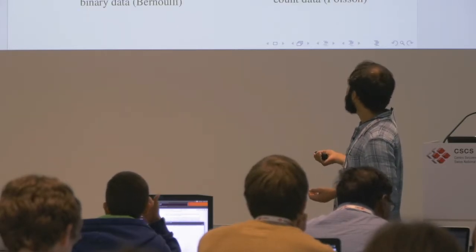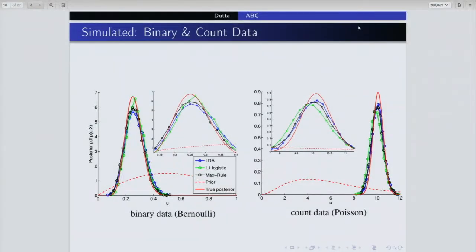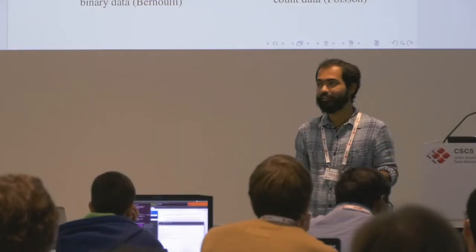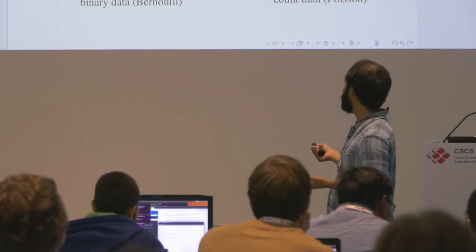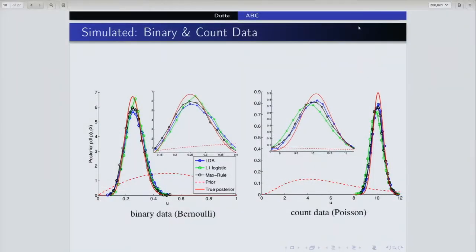So this is for some binary and count data. We have a Bernoulli example. How many of you are familiar with the Bernoulli distribution? OK, I see everybody. So it's a Bernoulli distribution, and we try to infer the parameter p. You can see that here we use all different classification rules, like linear discriminant analysis and L1 logistic regression. Max rule means you use 5 different classification rules and take the maximum classification accuracy of all of them. But in this case, they all give kind of good results.